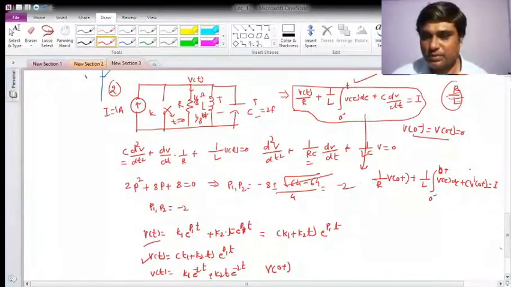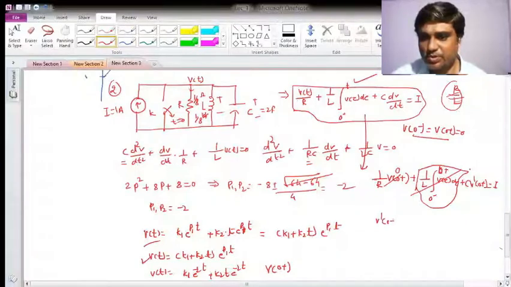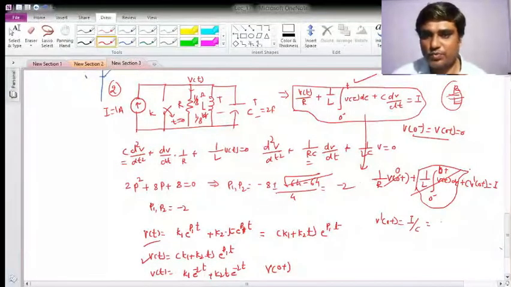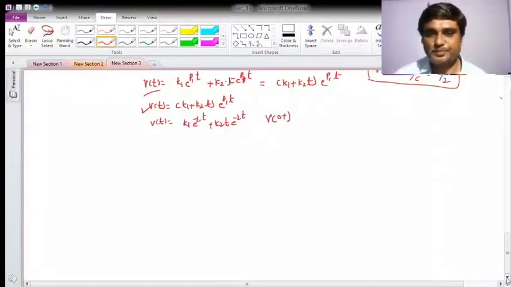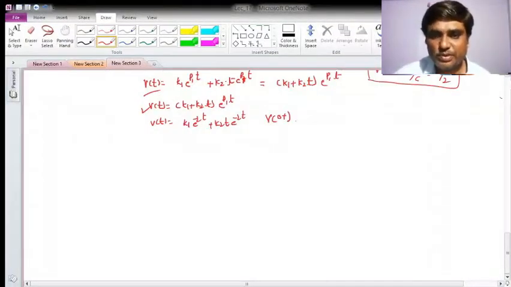So again, what will happen with this term? There is no impulse, so this term will vanish. V of 0 is also 0. So what is the remaining part? V dash of 0 positive will be I over C, and I was 1, C was 2. So V dash of 0 positive is 1 by 2, V of 0 is 0. That is V of 0 plus is 0.